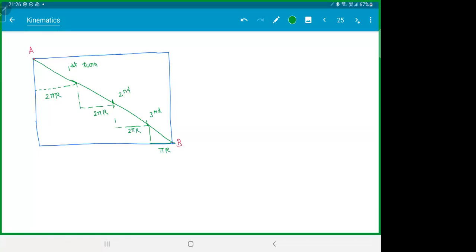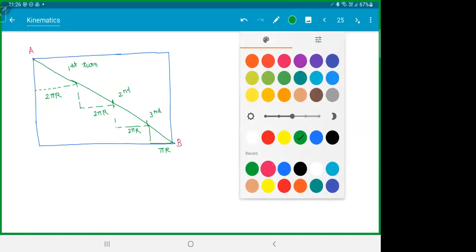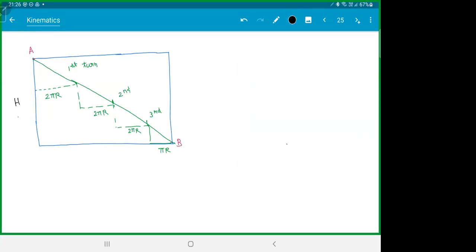Is that making sense, everyone? Every time you come down, you travel the horizontal distance of 2 pi r, 2 pi r, 2 pi r, and pi r. So the height will be decreasing incrementally. Height won't be h for everyone. And this total height is h. And this thing will be how much? 3.5 into 2 pi r, that is 7 pi r.